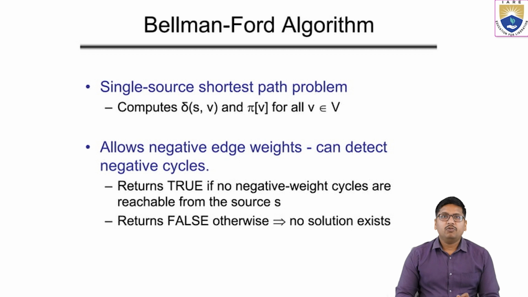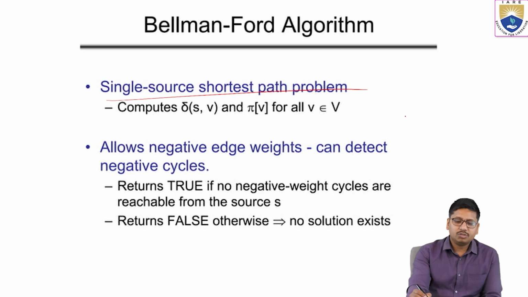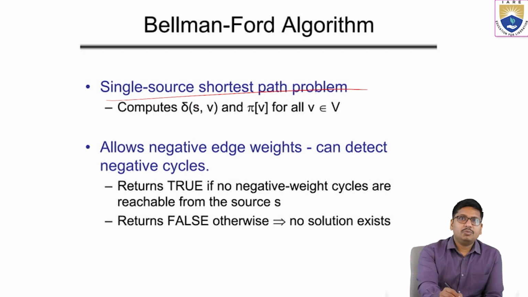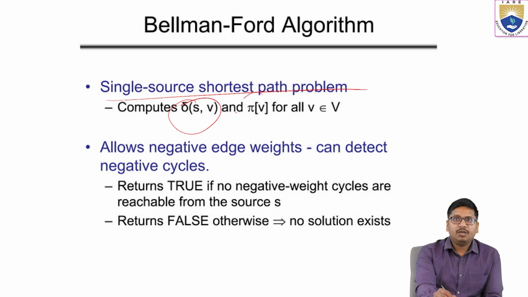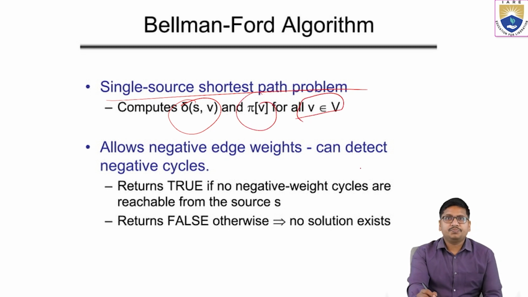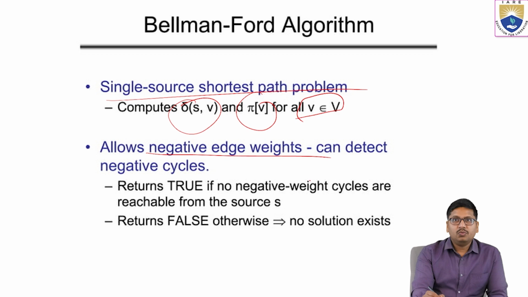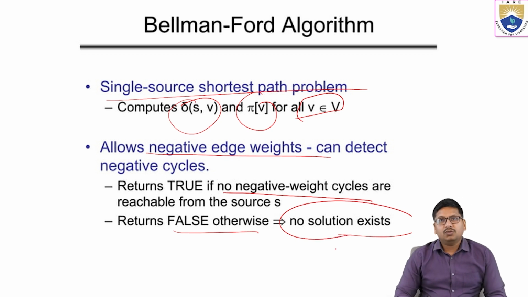And the next one is the Bellman-Ford algorithm. In this Bellman-Ford algorithm, mainly it is going to be used for the single source shortest path problem. It is going to compute δ(s, v) and π[v] for all v that belongs to V. It also allows negative edge weights and can detect negative cycles. It returns true if no negative weight cycles are reachable from the source, and returns false otherwise, meaning no solution exists.